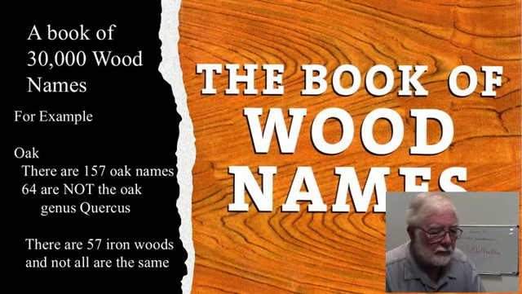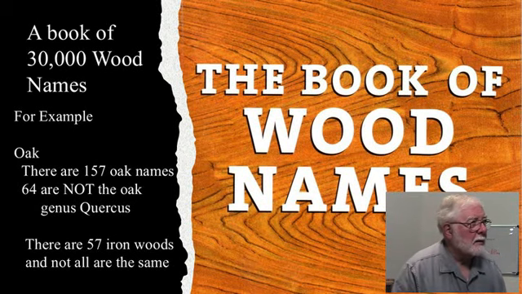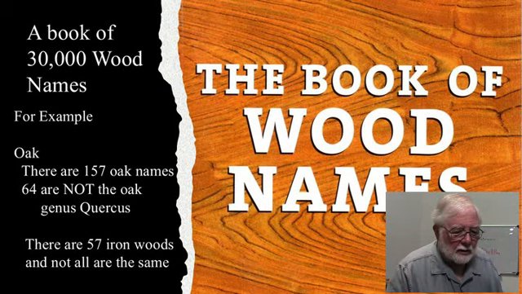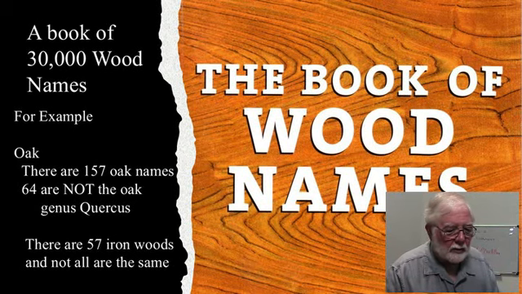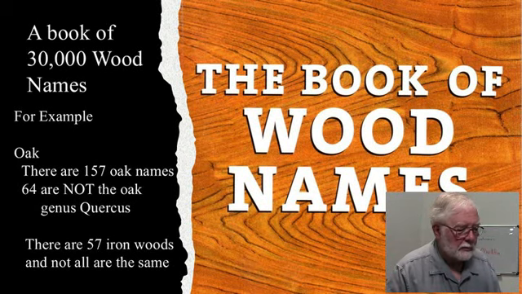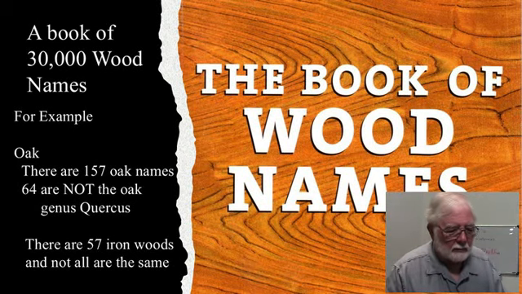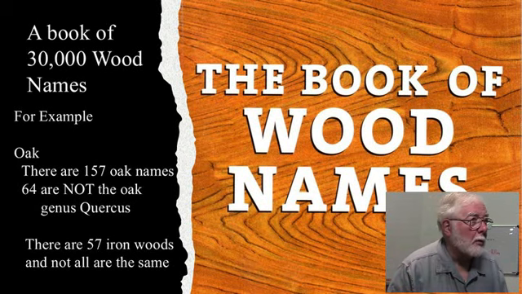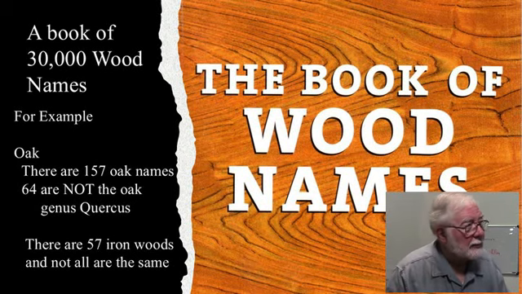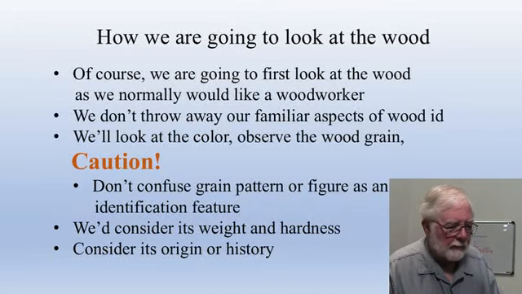Another prime example is silky oak. You hear about silky oak, and there are 26 silky oaks, and only 11 of them are oak, the Quercus genus. And it's really bad in Australia. They have several silky oaks in Australia, and some of them are Quercus, but some of them are eucalyptus. So they're not even an oak.